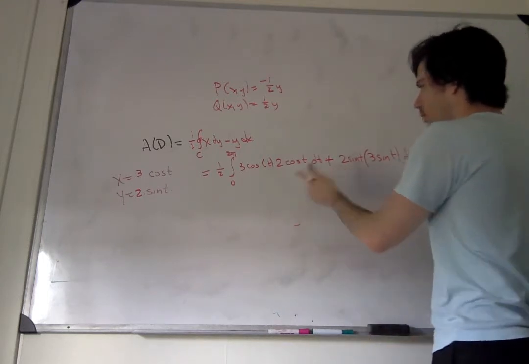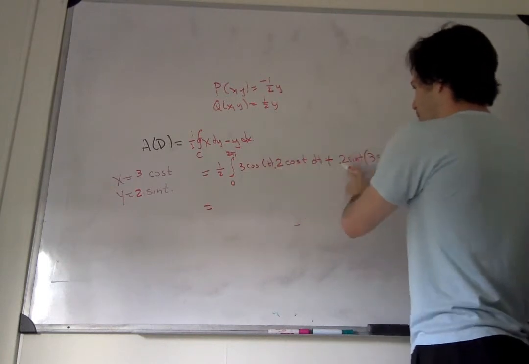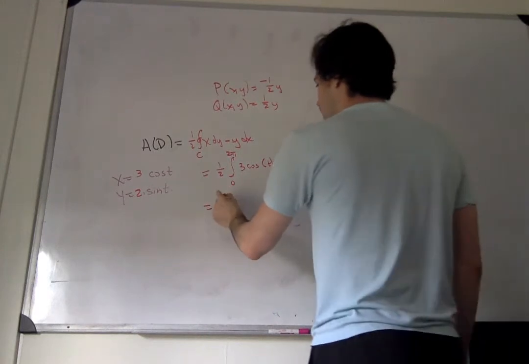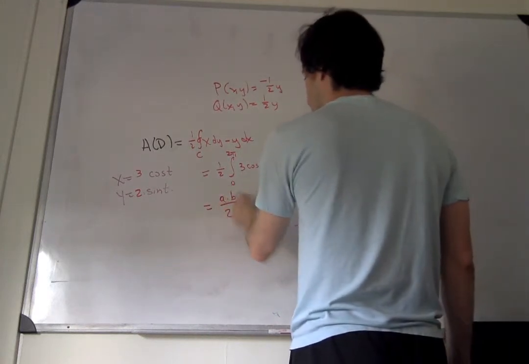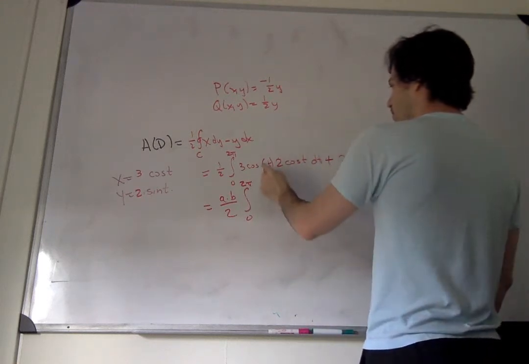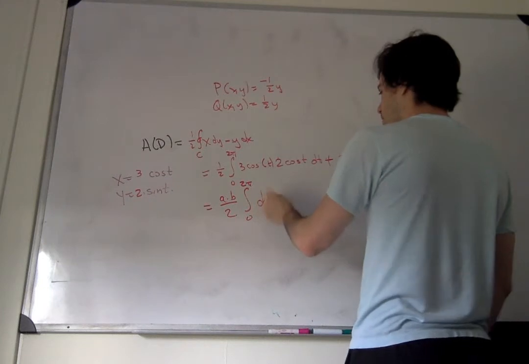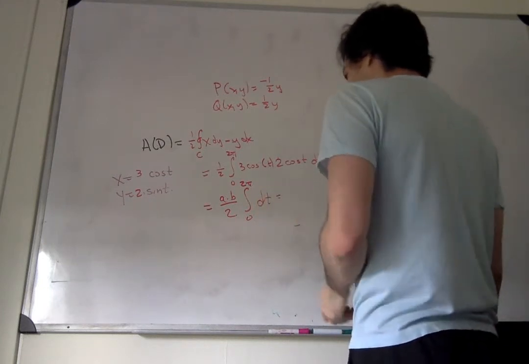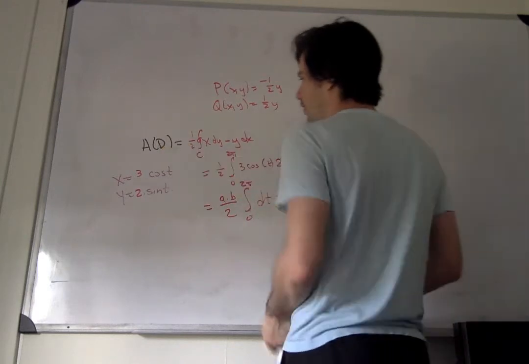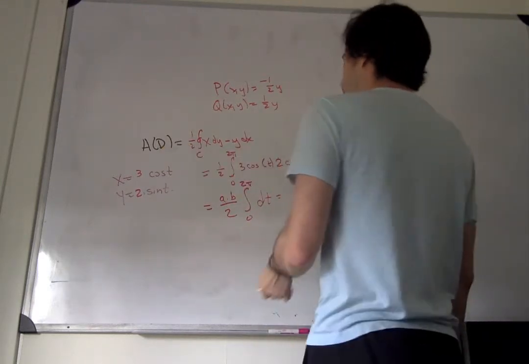Okay, so we can factor out 3 and 2, which is actually a and b. So it's a times b over 2, integral from 0 to 2 pi, and this is cosine squared plus sine squared, which is just 1. So that's dt. And so that's the generic area for an ellipse.